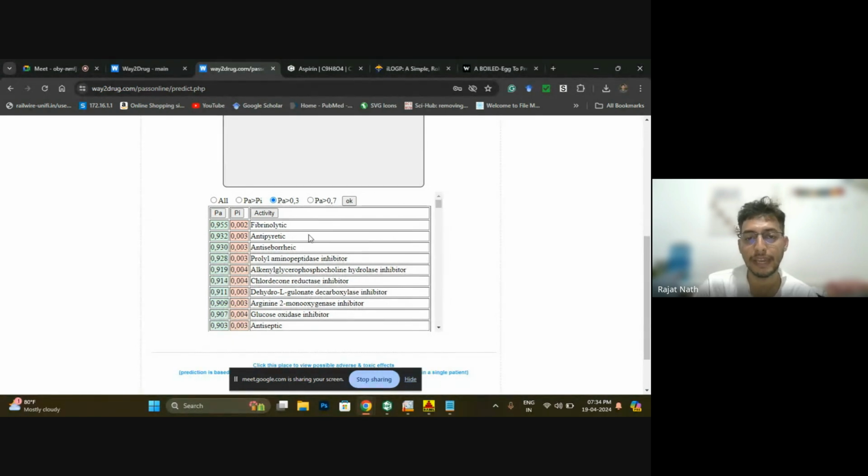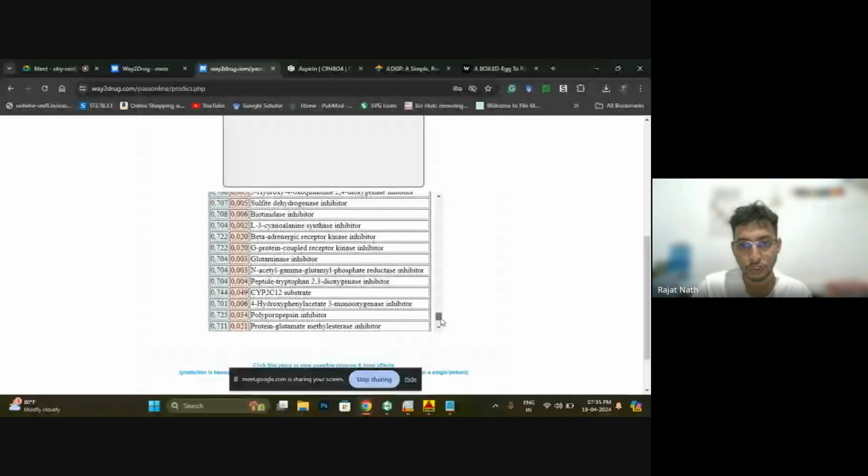But if you want the highest confidence score, that means the chance of this activity should be higher, then you choose PA greater than 0.7. That means probability of activity should be more than 70%. So these are the strongly predicted values, that this compound has a 70% or higher chance of showing this type of activity. So when I click PA greater than 0.7 and click OK, it will show the result.